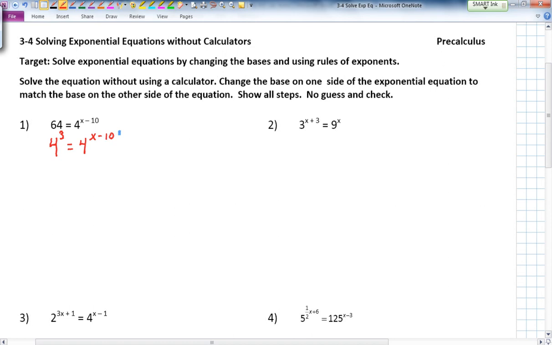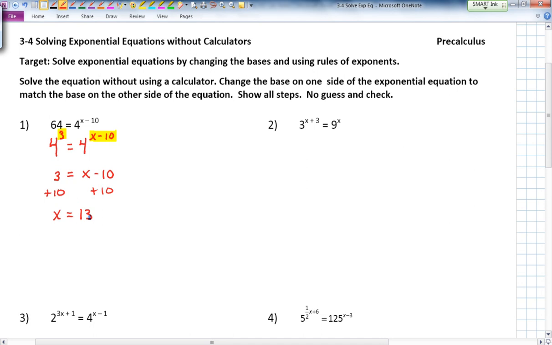So in changing the base to match the right side, if the base 4 on the left is equal to the base 4 on the right, then the exponent on the left must be equal to the exponent on the right. So now all you have to do is take your exponents, which are 3 and x minus 10, and set those equal to each other, which is what we're going to do right now. We're going to take 3 and set it equal to x minus 10, and we'll add 10 to both sides. So we'll add 10 to the right and the left, and it turns out that x is equal to 13.